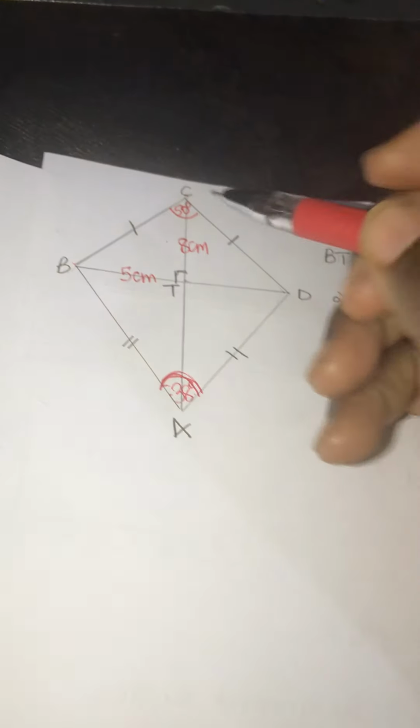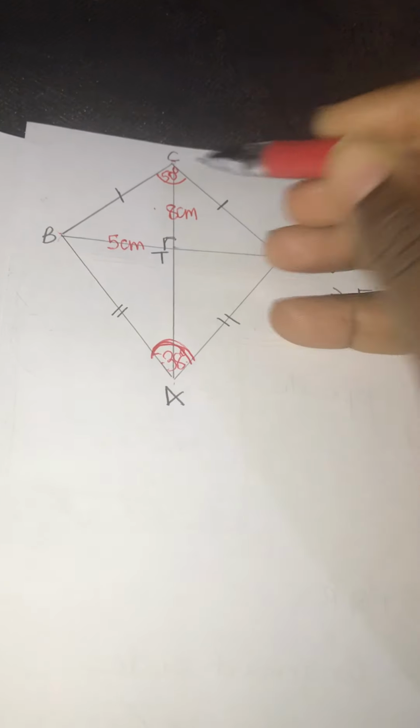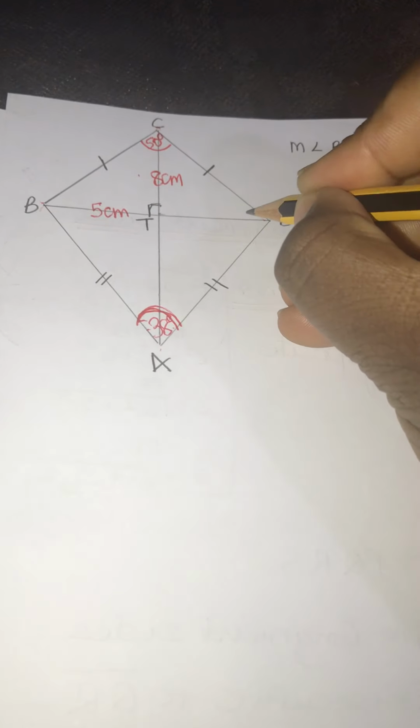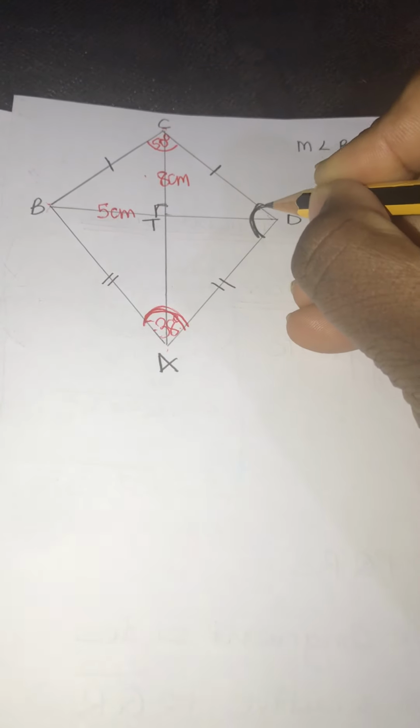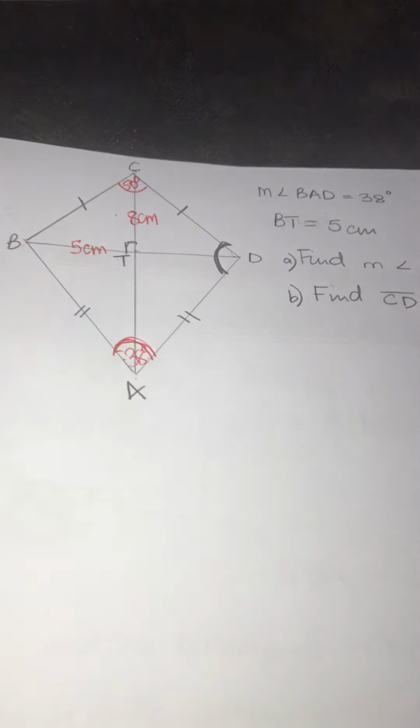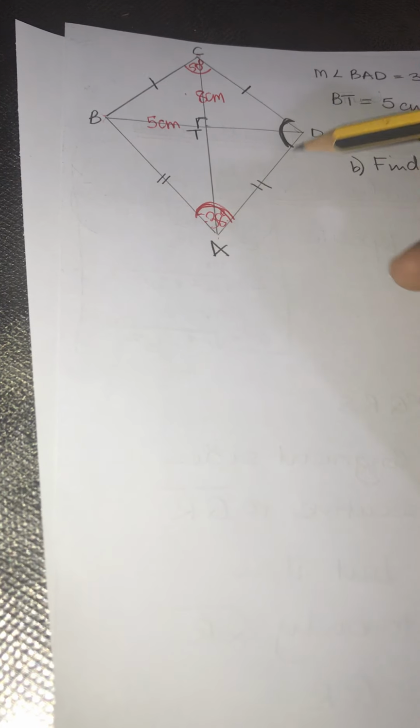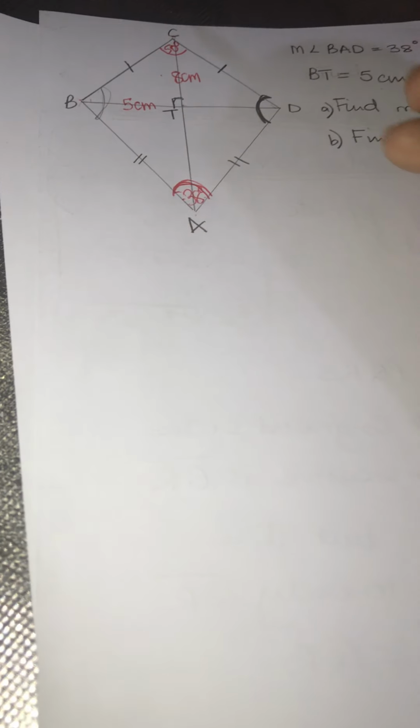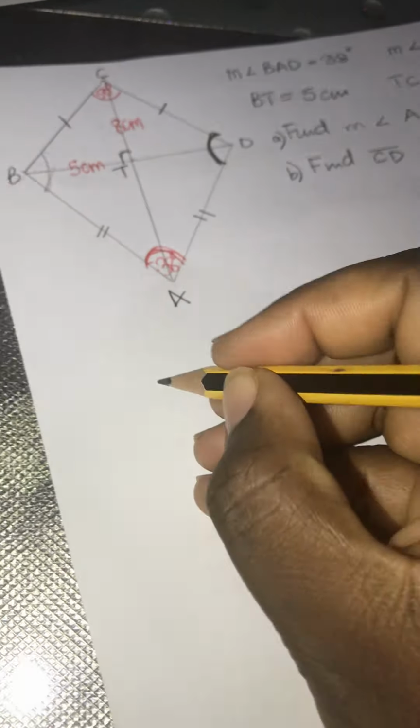So, what does the question want us to do? Find ADC. It wants me to find this angle here. That's what it wants. Okay? Now, I know that the sum of angles in a quadrilateral is 360. And I also know that this angle is the same as this angle. So what will I do? I will write my formula.